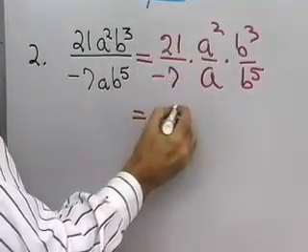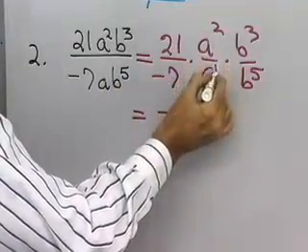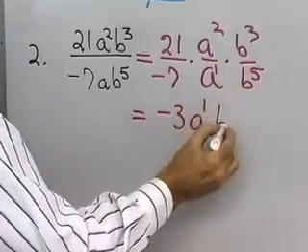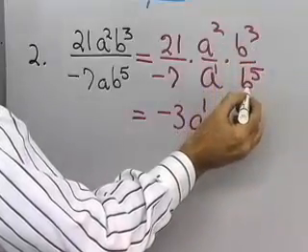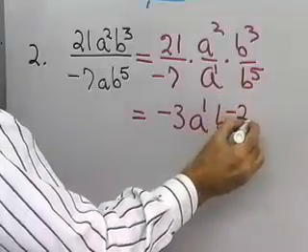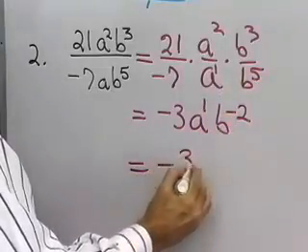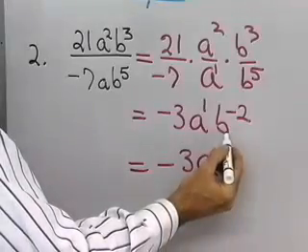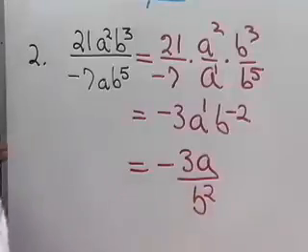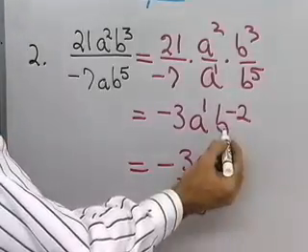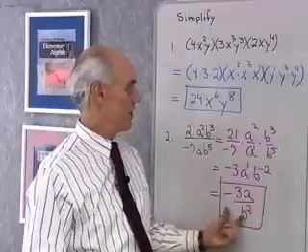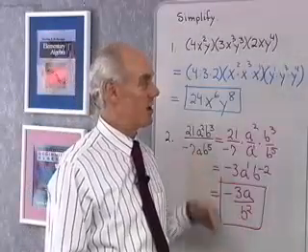Now I divide here, I get negative 3. A squared divided by a to the 1 is a to the 2 minus 1, which is a to the 1. And then this is b to the 3rd divided by b to the 5th, so it's b to the 3 minus 5, which is negative 2. Now, what we usually like to do is to write our variables with positive exponents only. So I'm going to write this over b to the positive second power instead of times b to the negative second power. So negative 3a over b squared is the simplified version of this division problem right here.